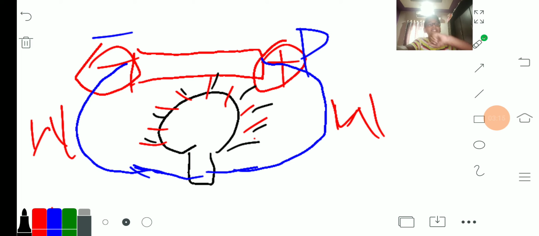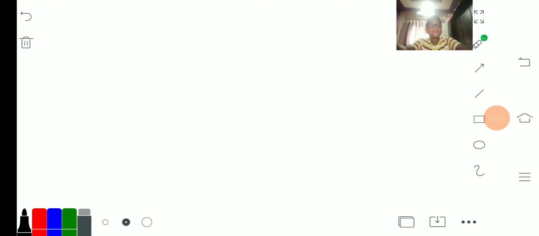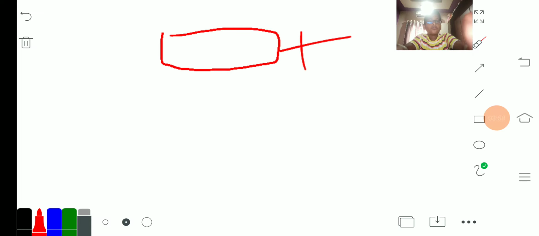So now I will explain it in a scientific method which is used for 7th class and 8th class too. Before starting the sketch, we will see some of the symbols of electricity. The first symbol is the battery. Basically we indicate the battery like this, positive and negative.